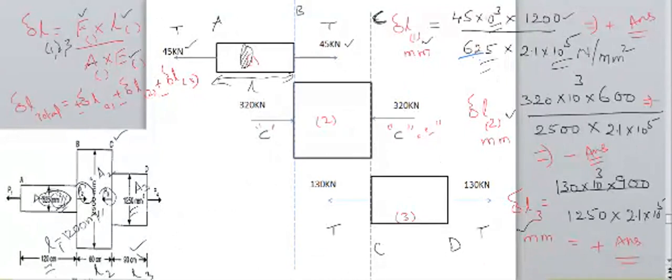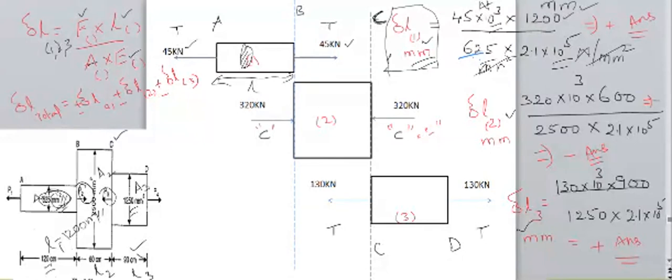Therefore, I can substitute all the values. This is in newtons, this is in mm, this is in mm square, and this is in Newton per mm square. Therefore, mm square and mm square will be cancelled, and Newton will be cancelled. The remaining will be in mm. Therefore, we will get the elongation in mm. So we can calculate the elongation in the first portion by using this formula.